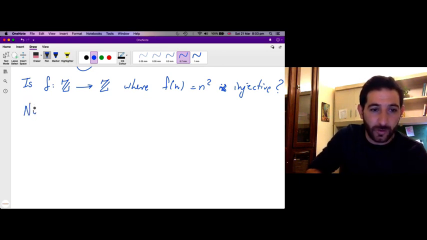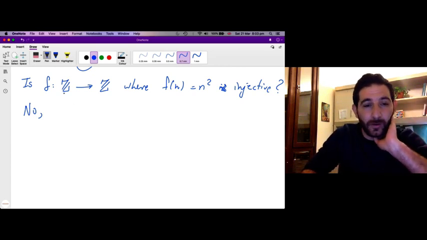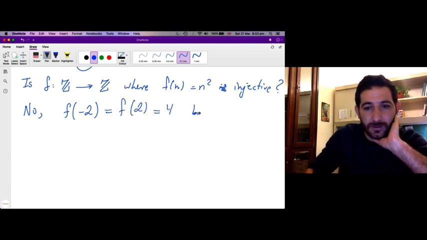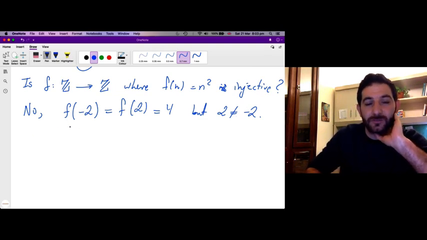The answer is no. Why? Because there are two different elements in the domain that have the same image in the codomain. For example, f of minus 2 is equal to f of 2, which is equal to 4, but 2 is not equal to negative 2. So we found two elements in the domain, 2 and negative 2, with the same image.